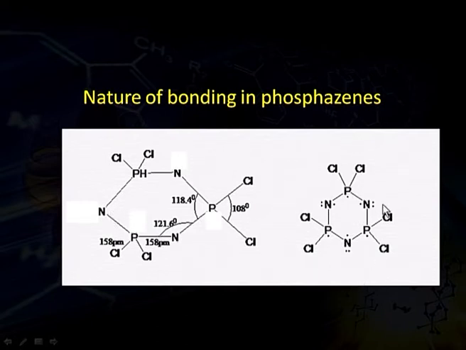In this figure we can see that phosphorus contains 5 valence electrons. 4 are being used in formation of the sigma bonds, 2 with the chlorine atoms, 2 with the nitrogen, and 1 is left free. In case of nitrogen, it also contains 5 valence electrons. 2 are used in the formation of sigma bonds, 1 is in the non-bonding orbital and 1 is left free.